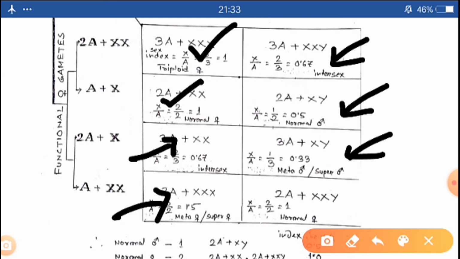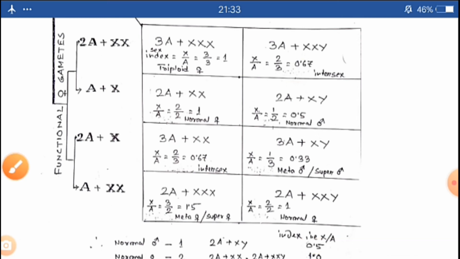Here the index is 1.5, meta female or super female, and at last the index is 1, that is normal female. Clear? Okay.